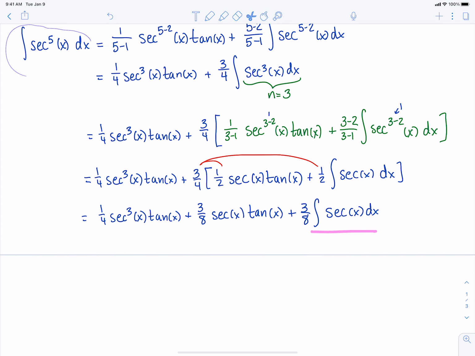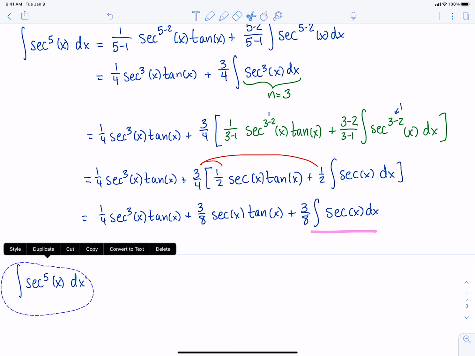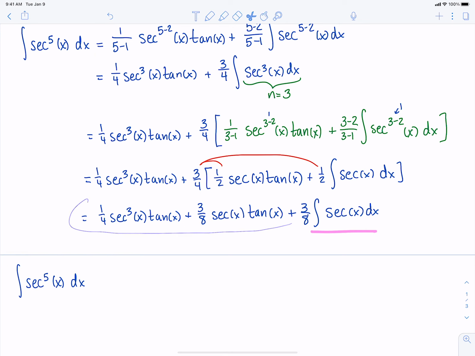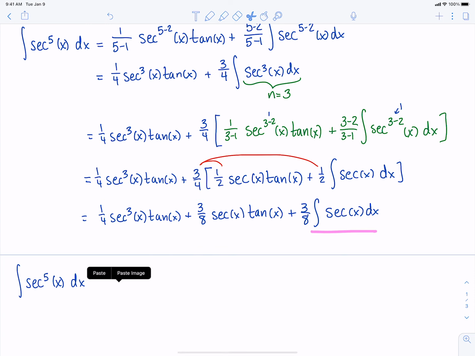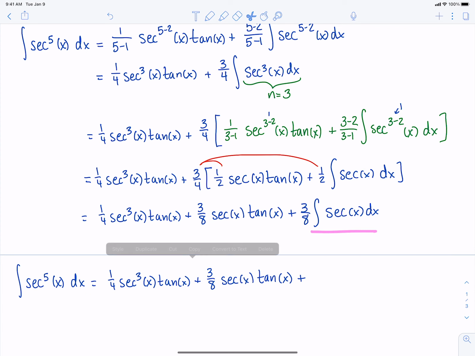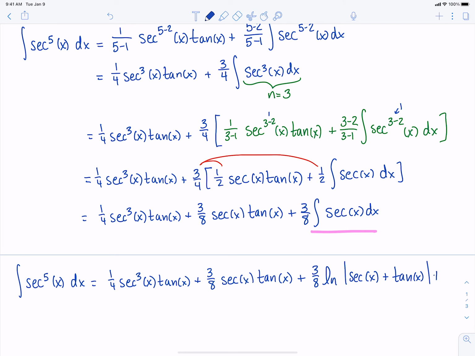So let's finish up here. To make things look nice at the end, we're going to copy and paste some things. We're going to copy all of this part because none of that is going to change, and we'll paste it right down there. And then we're going to have 3/8 of the natural log of the absolute value of secant of x plus tangent of x, plus C.